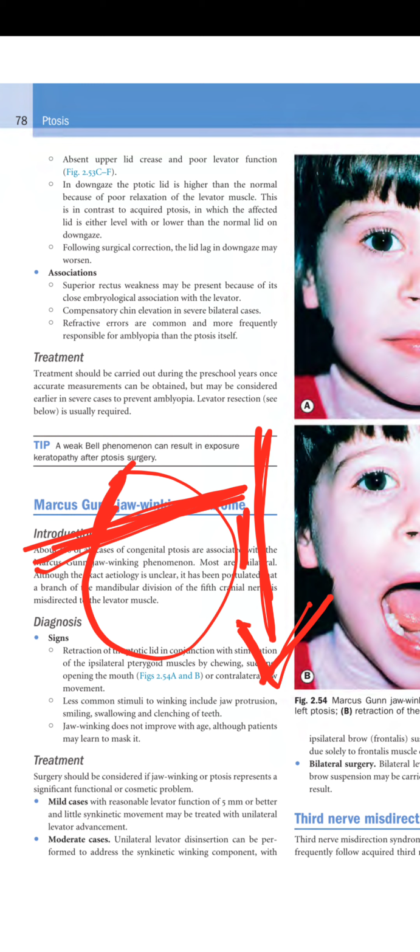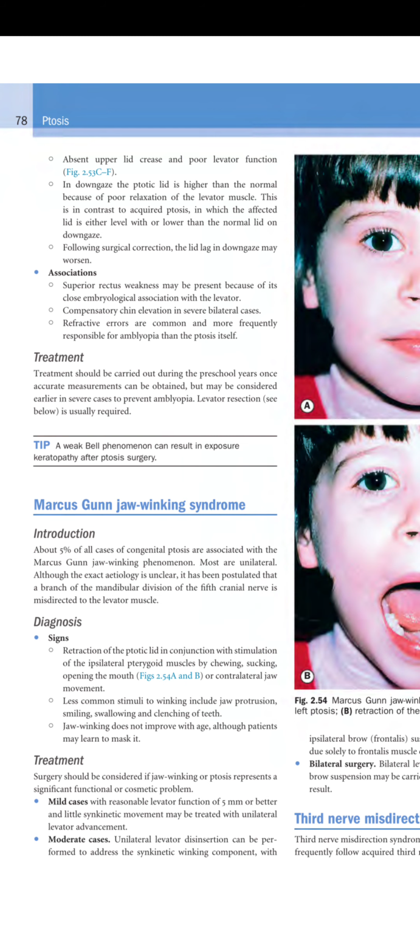Association: superior rectus weakness may be present because of its close embryological association with the levator. Compensatory chin elevation occurs in severe bilateral cases. Refractive errors are common and are more frequently responsible for amblyopia than the ptosis itself. So refractive errors are very common in patients with congenital ptosis. Treatment should be carried out during the preschool years, once accurate measurements can be obtained, and may be considered earlier in severe cases to prevent amblyopia.